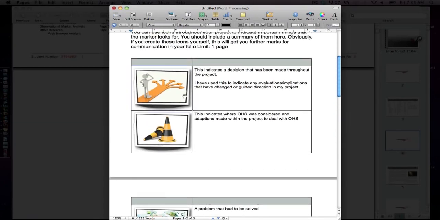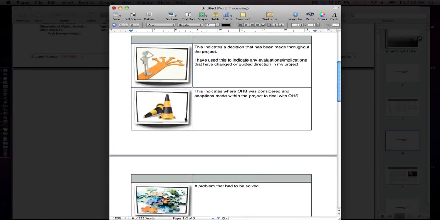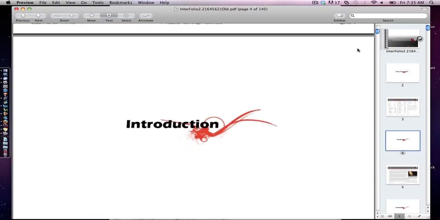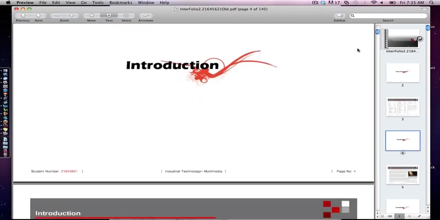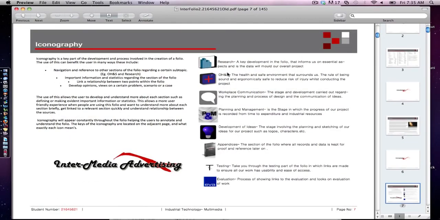Now, I would say that the decisions one is the most important one though, and probably OH&S and problems that had to be solved. Those are must-haves. Now, you don't want to tag every single thing in your portfolio because otherwise it becomes a little bit overwhelming. I would just pick those 4 or 5 key things that are important in terms of the criteria and put those in. So one of the things that you have to do is graphically design your folio and look at making sure that icons are used throughout your folio so that it keys the markers into what you're doing.